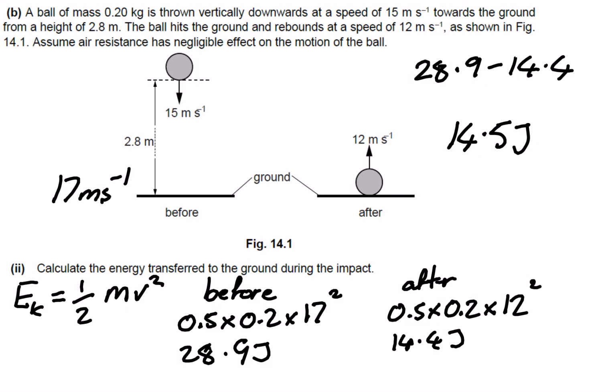There is another way you could think of this. You could realise, well, I've got 15 meters per second. I could work out this kinetic energy, and then I could add on the loss of the potential energy from the mgh, and then subtract the kinetic energy afterwards, and that also will come out as 14 or 14.5 joules.